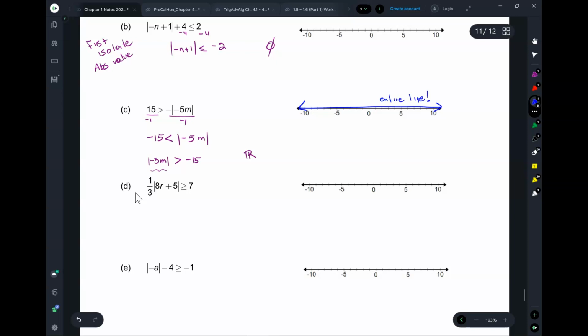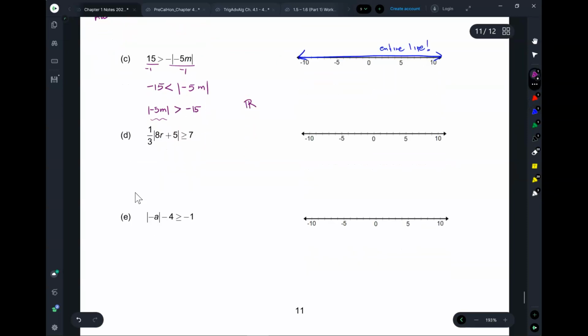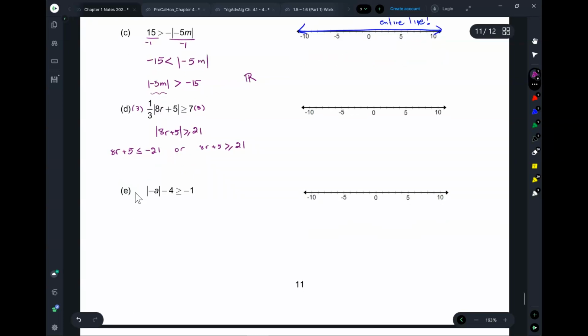Okay. All right, next. Multiply both sides by 3. 8r plus 5 greater than or equal to 21. Now, it's greater than or equal to, that means it's an or inequality. So I say the stuff inside the absolute value is less than or equal to negative 21 or greater than or equal to positive 21.